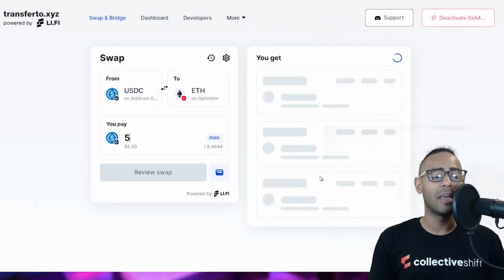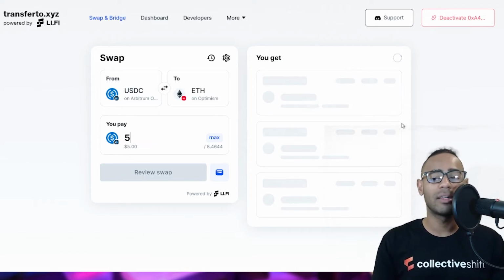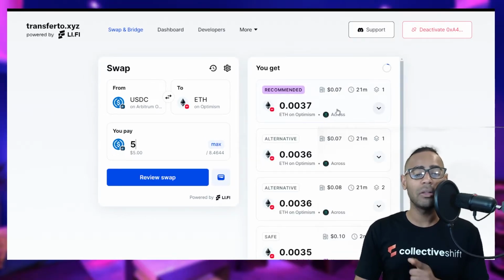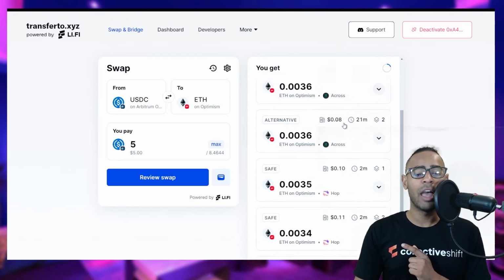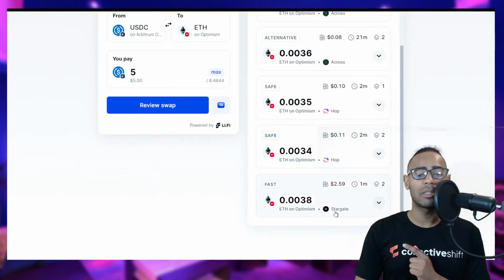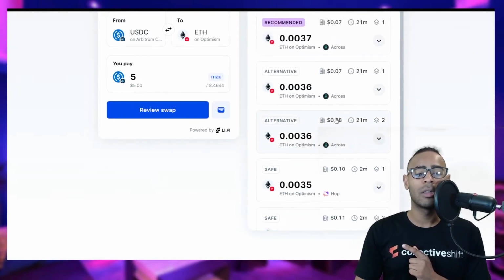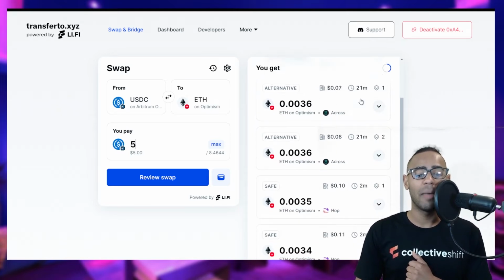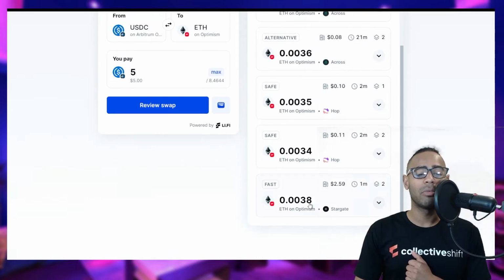Now it's going to give me a quote after a while once it refreshes. And as you can see here, it's refreshed. The recommended amount and the recommended bridge it wants you to use is the ETH on Optimism using the Across bridge. And you can see here, there are lots of different bridges: Stargate, Hop, and Across. At the moment, it's saying you can get 0.0037 Ethereum. It's going to cost you 7 cents in fees, and it'll take 21 minutes. Amazing.